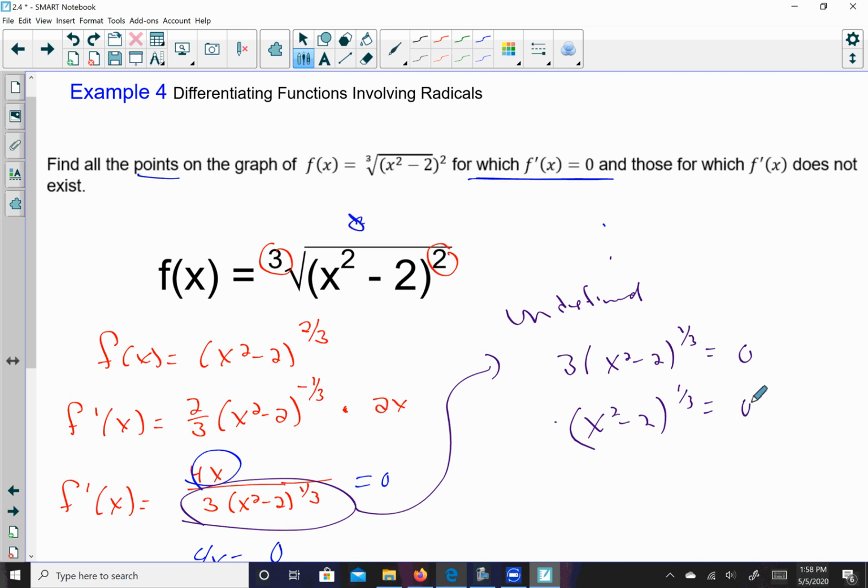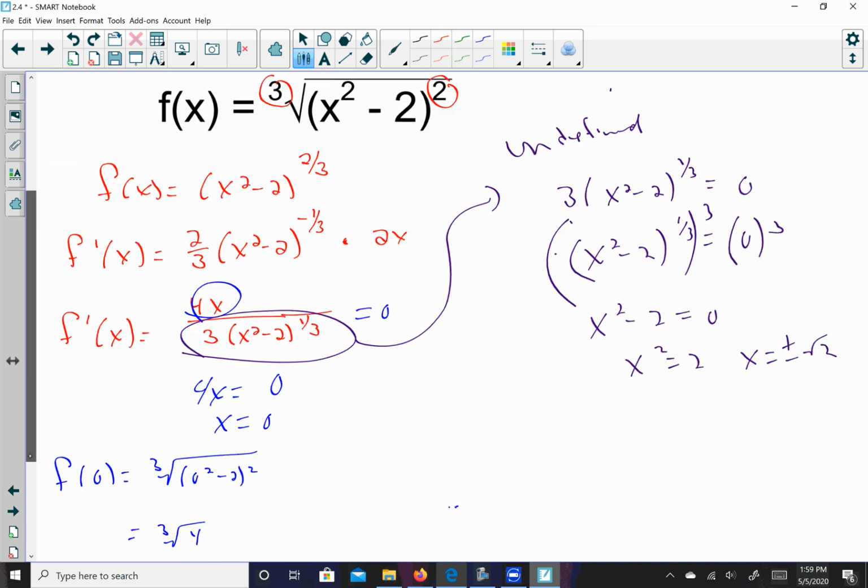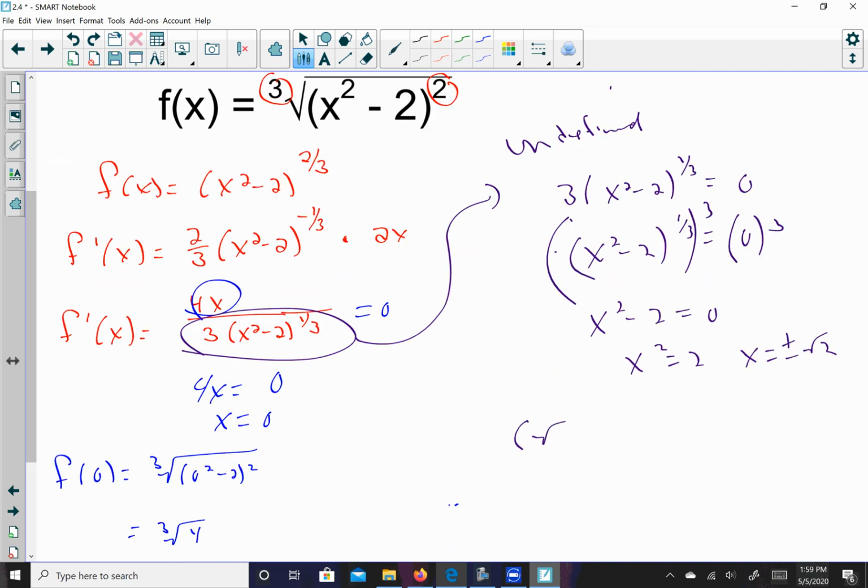Raise both sides to the 3rd power. I know it's still 0. So I'm going to have x squared minus 2 equal to 0, so x squared is equal to 2. So x is equal to plus or minus the square root of 2. It wants the points. So the x value is going to be the positive square root of 2 and the negative square root of 2. And the y values, when you substitute back in, should be 0 because that's what you set equal to.